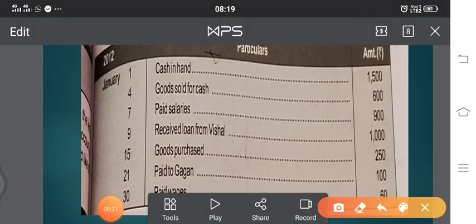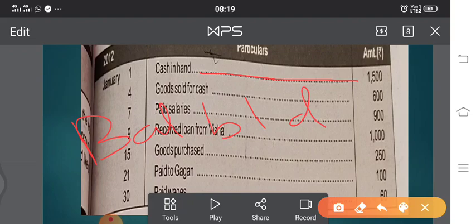Now cash in hand, students, as you all know, is your opening balance of cash. One thing I have told you very clearly is that opening balance is always represented through balance brought down, and closing balance is always represented through balance carried down.